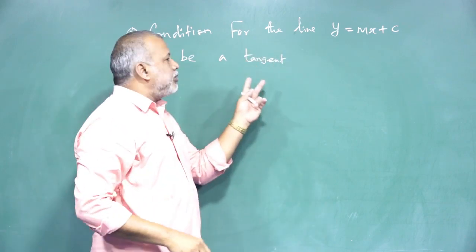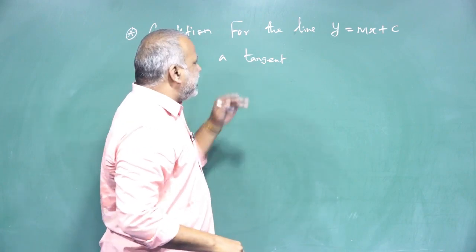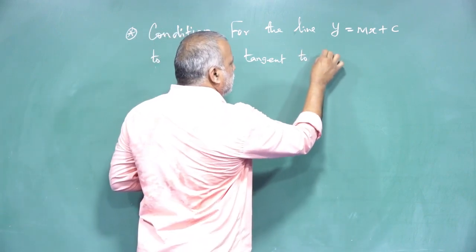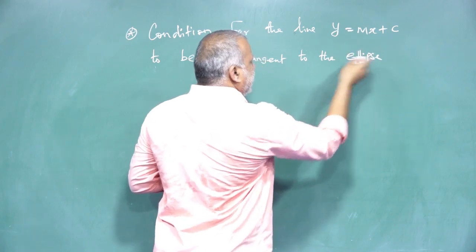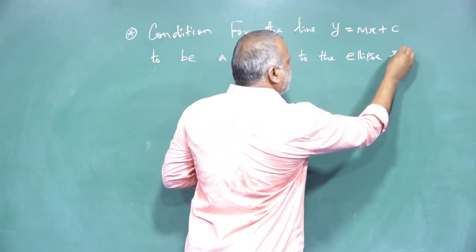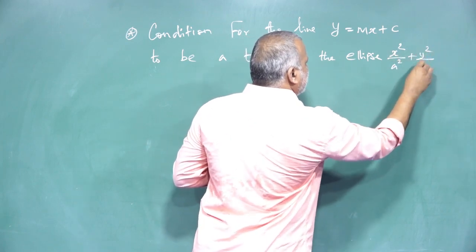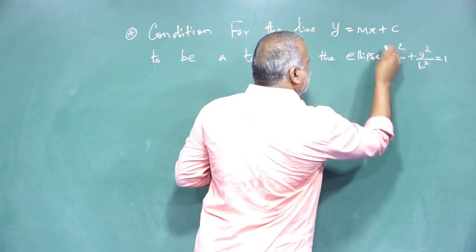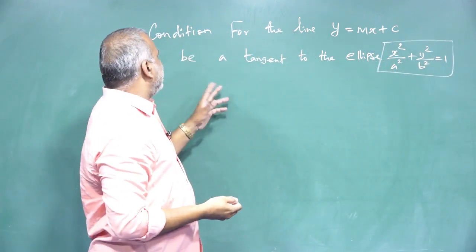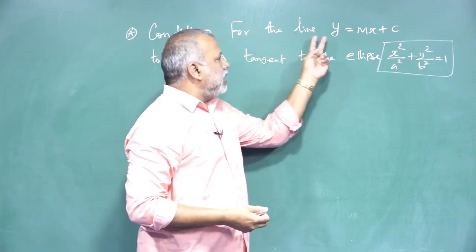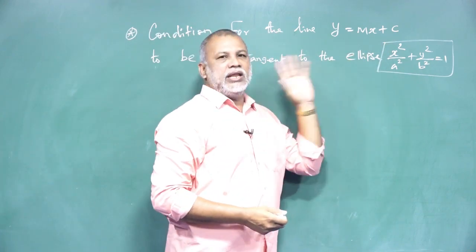Yesterday we discussed the condition to be a tangent to the parabola. Now the condition to be a tangent to the ellipse x squared by a squared plus y squared by b squared equal to 1. So today we are going to derive the same type of condition: the condition for the line y equal to mx plus c to be a tangent to the ellipse.